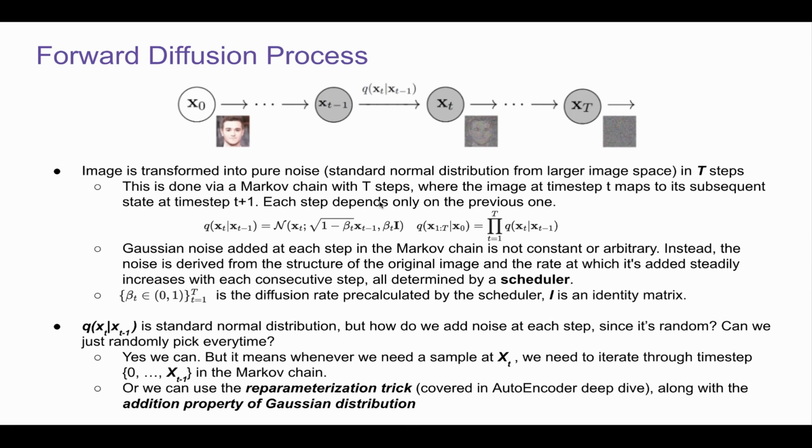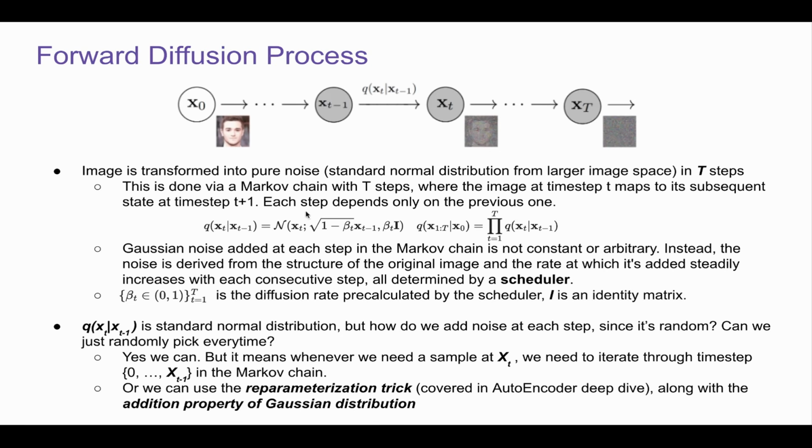Each step depends only on the previous one. This is the definition of a Markov chain, basically. Let's say we have two states here, xt and xt minus 1. The image in xt only depends on the image in xt minus 1, not anything after xt. This is the formula that represents the transition from xt minus 1 to xt. Q represents the distribution. Given xt minus 1, the distribution of xt is a normal distribution.